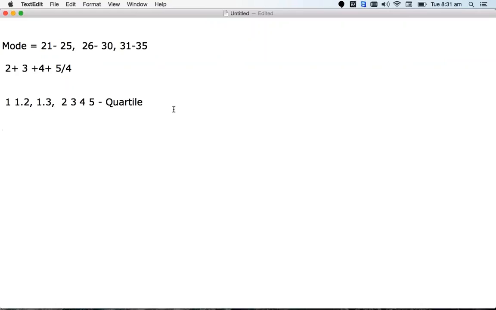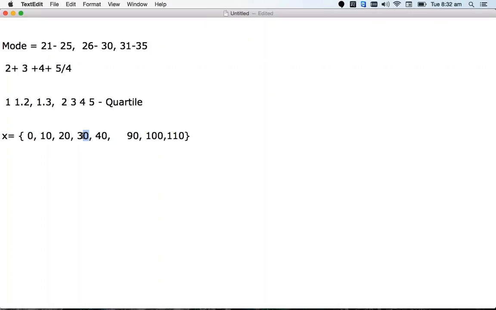Percentile means, for example, let's say I have an age group of the Indian citizens. It starts from 0, 10, 20, 30, 40, and then 90, 100, 110. This is the max age group. So each and every value will have a percentile. We can divide the entire given data set into 100 percentiles, each and every value.